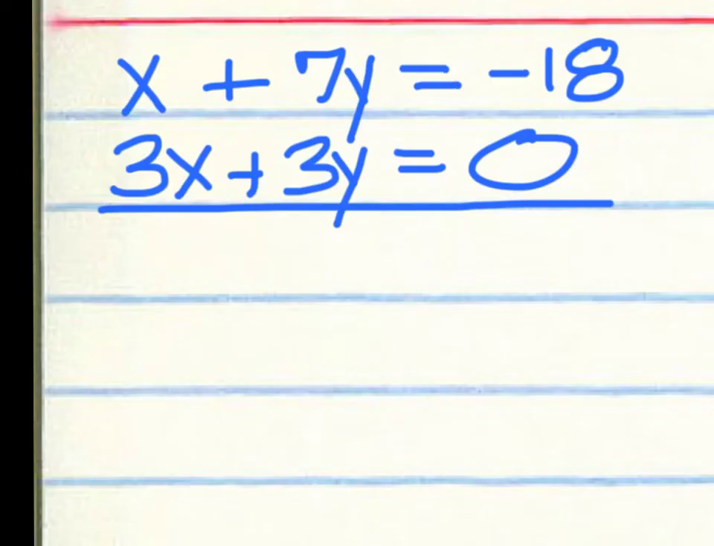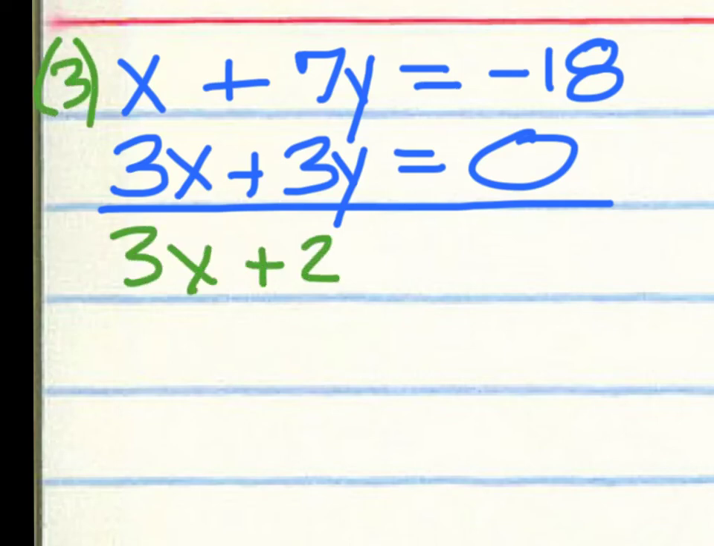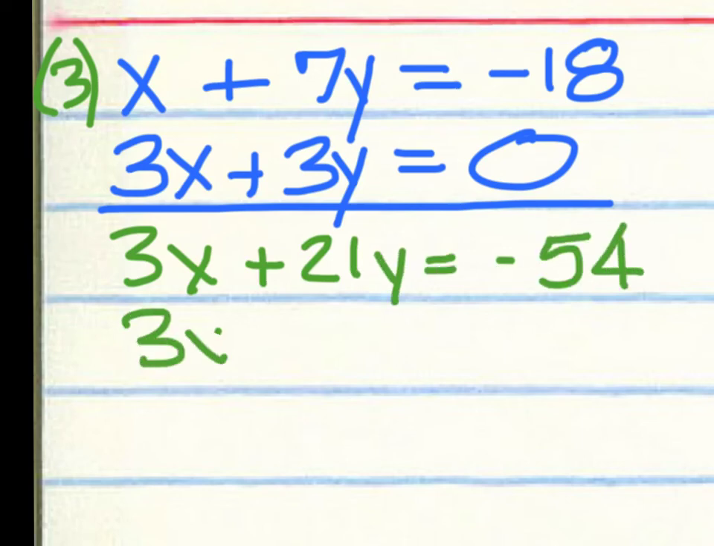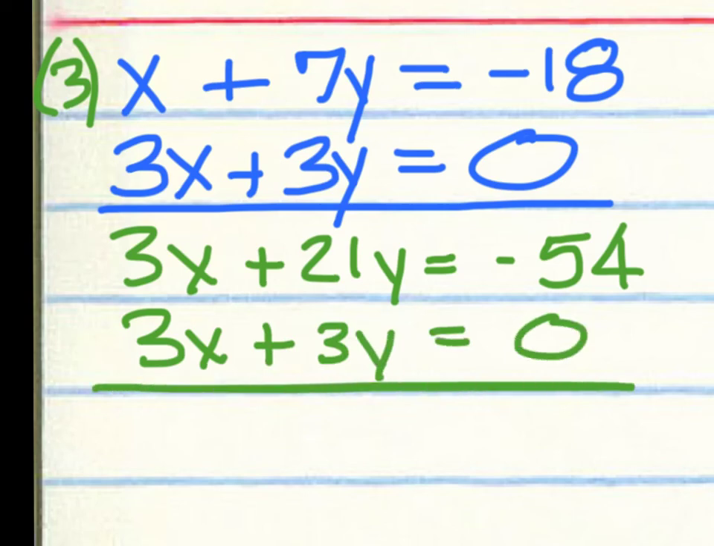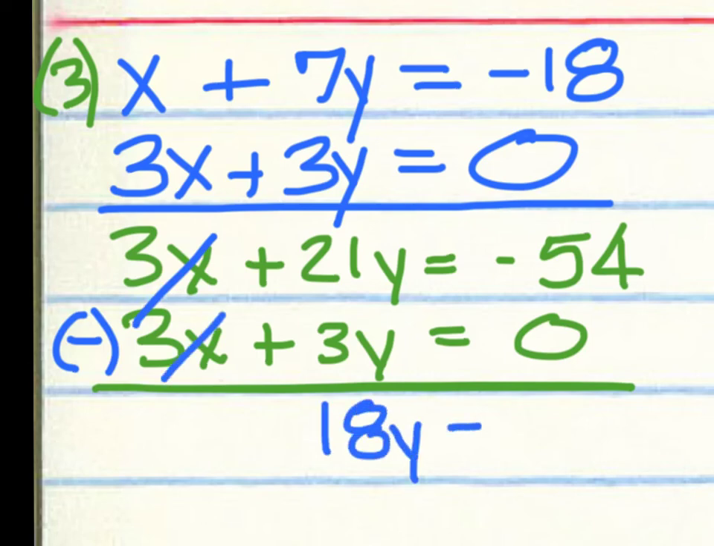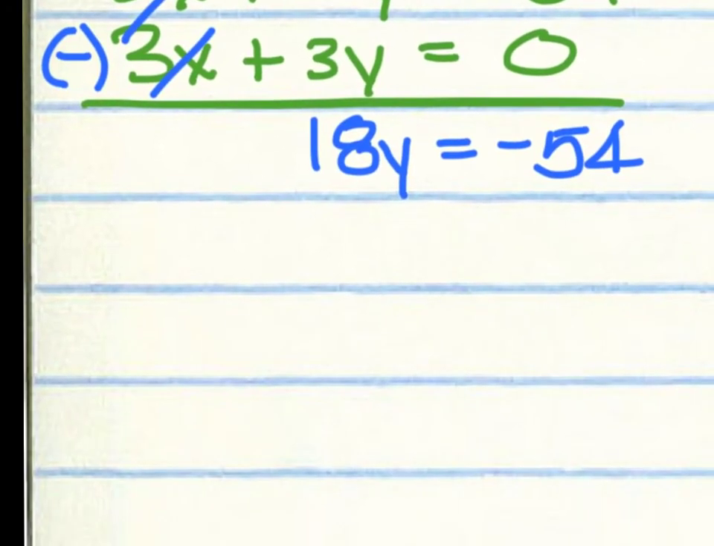So you have to multiply by 3 out front here, so that's 3x plus 21y equals a negative 54, and the bottom stays the same. So now you have to go through and subtract, since you have signs that are the same. These cancel out, and you should get 18y equals a negative 54. That's going to divide out to be a negative 3.